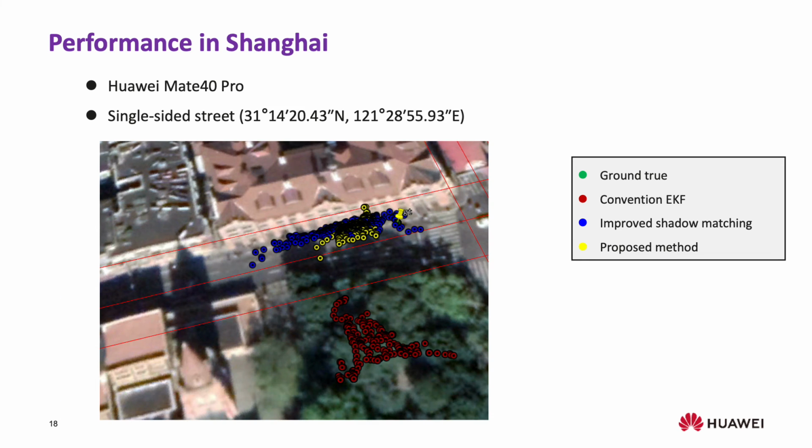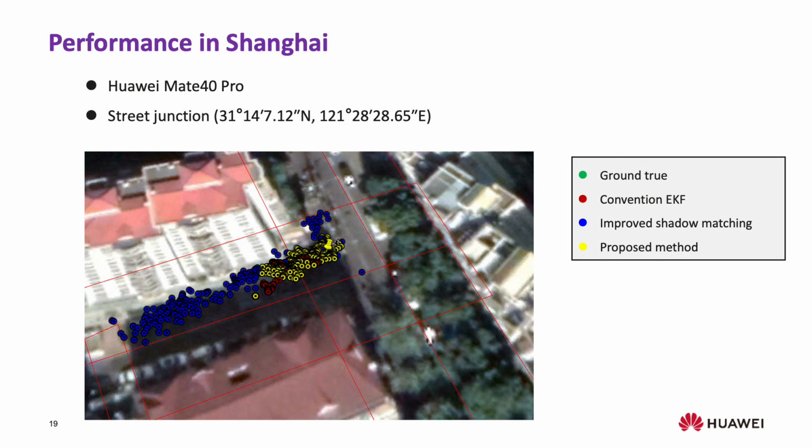This also happens on the single-sided street. The conventional solutions are very far from the ground truth point. The shadow matching has very good across-street positioning accuracy, but very poor along the street direction. But for the filtered method, the result is more concentrated and nearer to the ground truth point.